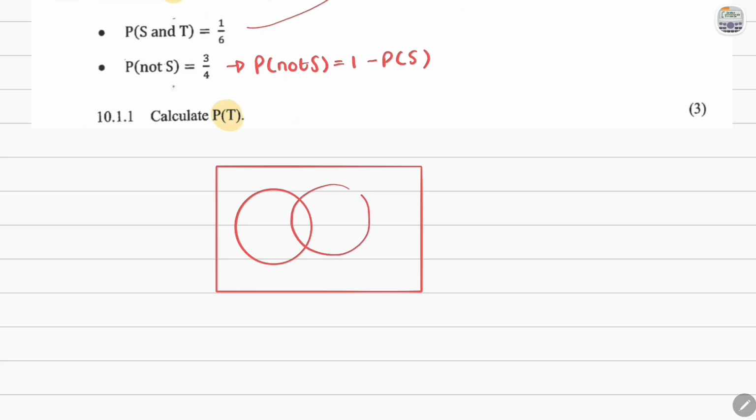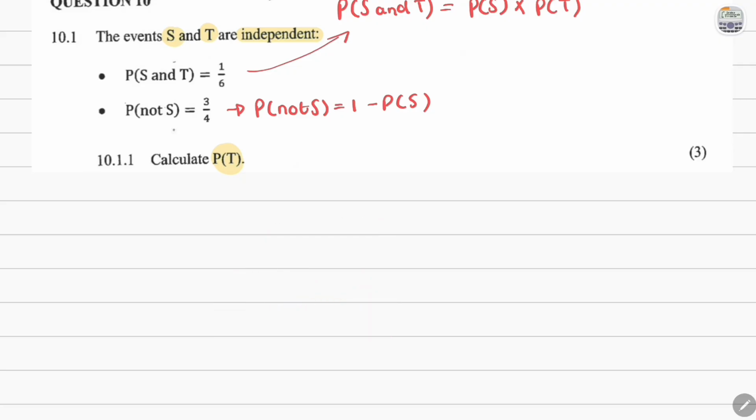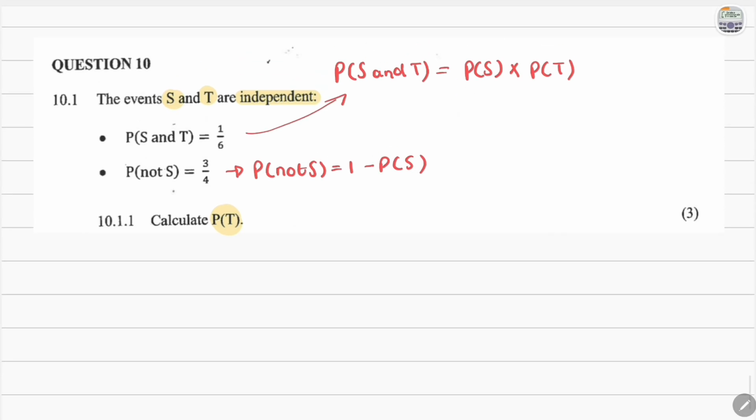So if you have these two circles and they have an intersection because we have probability of S and T, then this is S, this is T. The probability of not S would be everything excluding S. That's why we say 1 minus, so the total minus S. And then that's what we're referring to. Okay, so we can see that we can actually use this information to find the probability of T. Let's start off with this because it can help us find the probability of S, and then we can use it to find the probability of T in this equation.